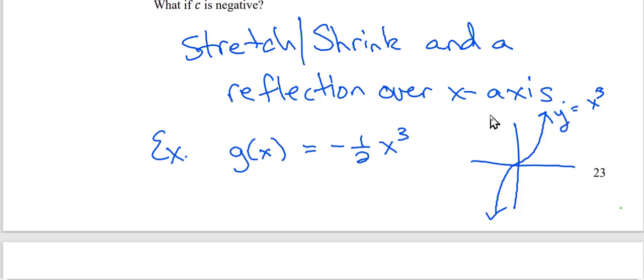That function is going to both reflect and shrink it by 1/2. So it's going to get wider and reflect over. It gets wider from the 1/2, and this is not an exact picture, but just to give you an idea. And then the negative gives the reflection.